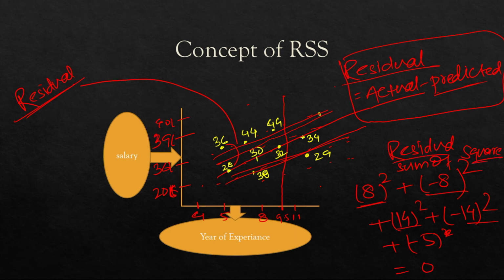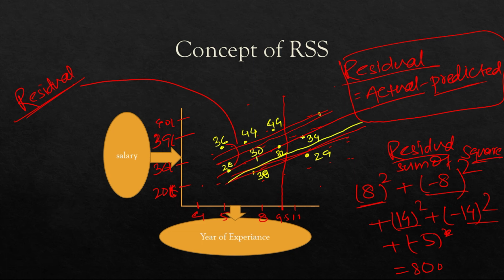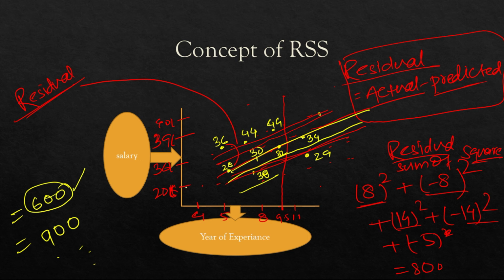How to choose the best fit line? If I take this line, it gives approximately 800. I am not so sure about the calculations. And if I take this line, it gives 600. If I take another line, this gives 900, and so on. There are so many possible ways. On the basis of the residual sum of squares, the line with the minimum residual sum of squares gives the best fit line. So the 600 line gives the best fit line between years of experience and salary.